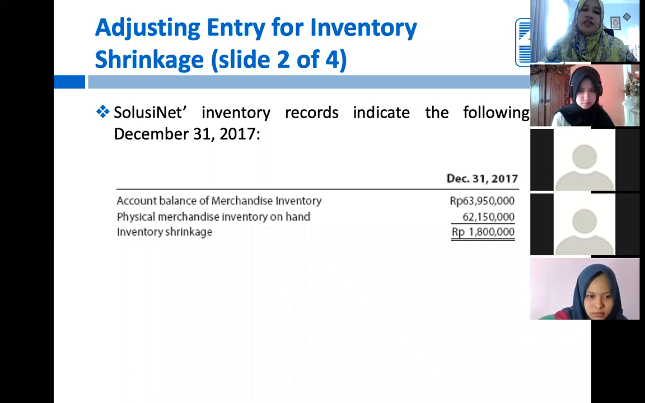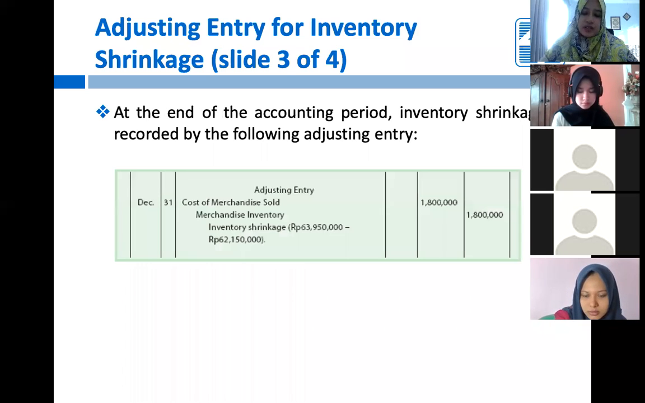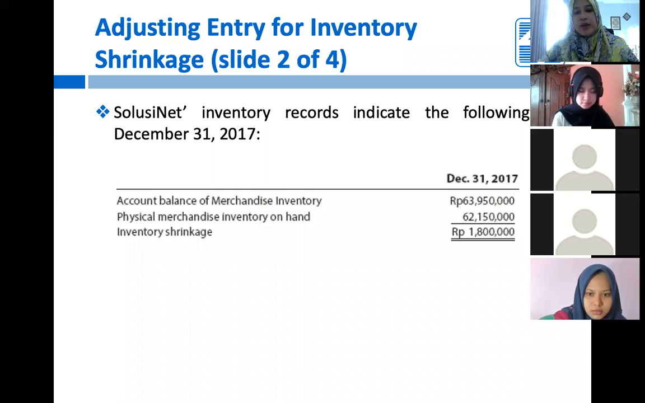The physical merchandise is less than what we have at the record. So how do we do the adjusting entry? We debit cost of merchandise sold and then credit merchandise inventory. Okay, just a question. Is it possible that the physical merchandise is more than the account balance?